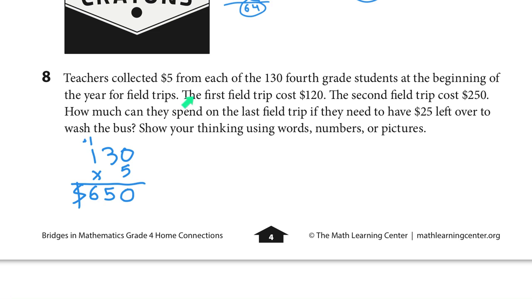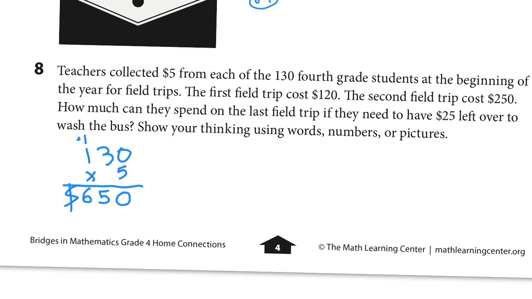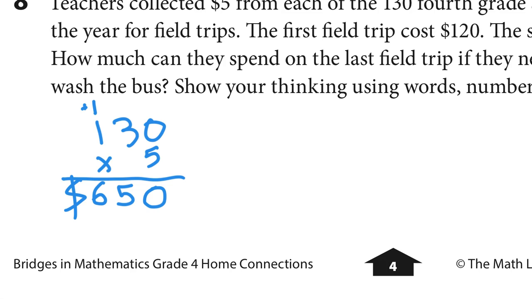First step, it says the first field trip cost $120. So you have to spend some of this money. If I spend $120, am I going to have more or less money? I should have less, and I'm hoping that's what you said. So I'm going to take this $650. Let me rewrite it here. And I'm going to spend $120. So that means I need to subtract it, okay?